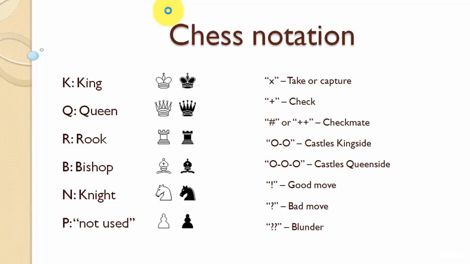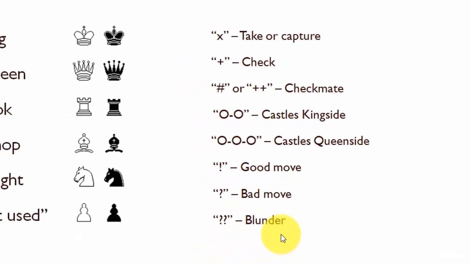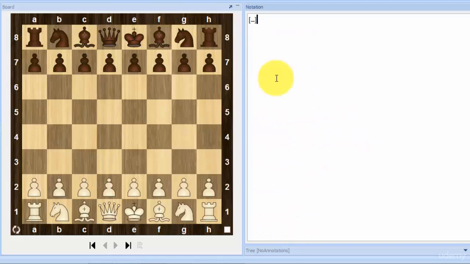Just pay attention to the following symbols. X means take or capture, plus means check, hash or double plus is a checkmate. O-O is castle king side. If it's triple O, it's castle queen side. Exclamation mark means good move. Question mark is a bad move. Double question mark, it's a blunder. Let's put into practice what we've just learned.